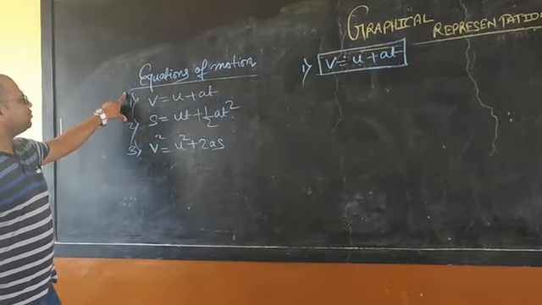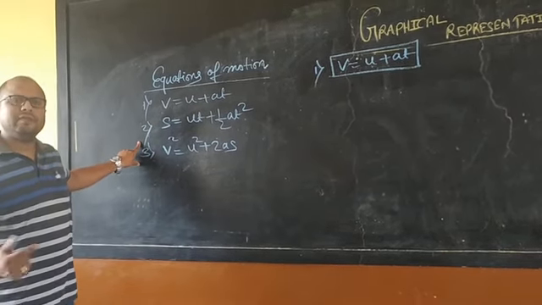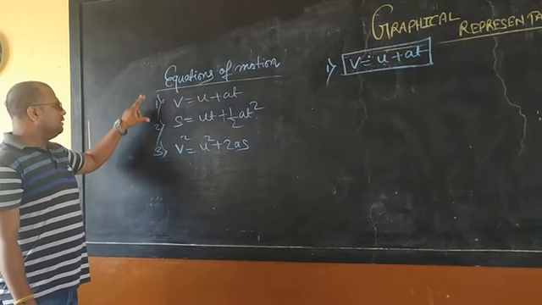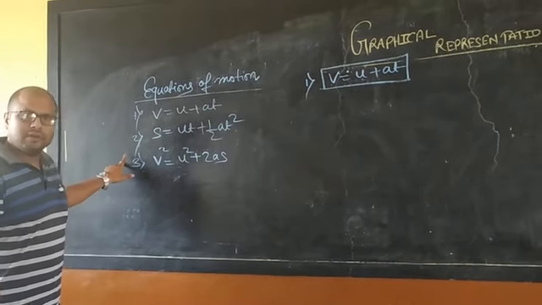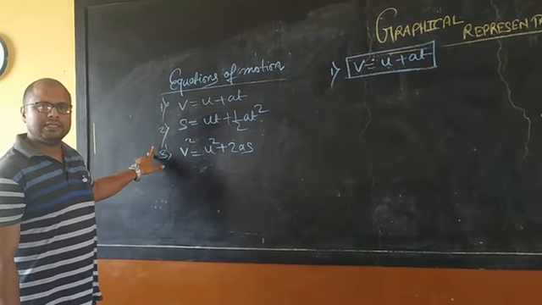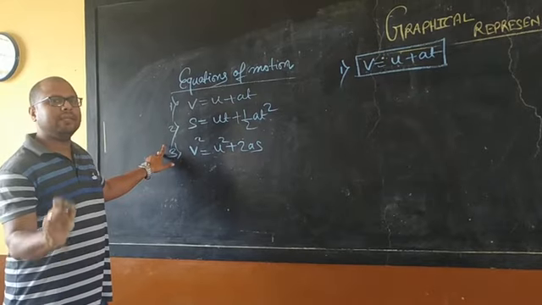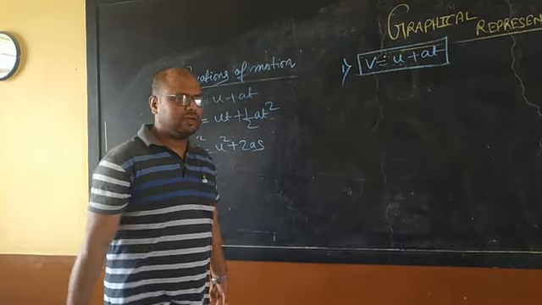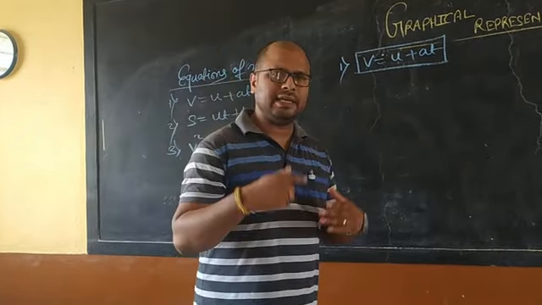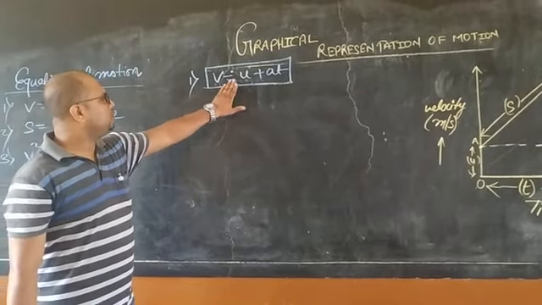There are three equations of motion, very important these are, because all the numericals you will solve in the coming exercises will be solved by these formulas only. So students, it's very important for you to understand these equations of motion, how they are derived. Though the derivation is not important for your examination, I will help you understand the graphs. First of all, we'll start with V is equal to U plus AT.